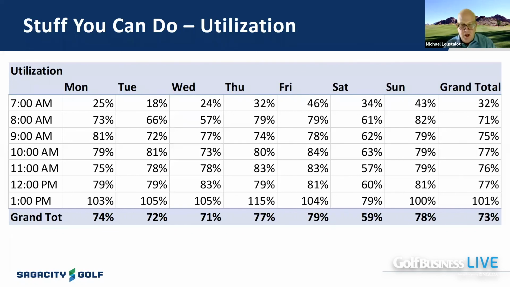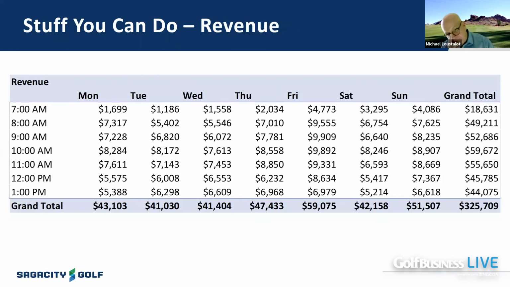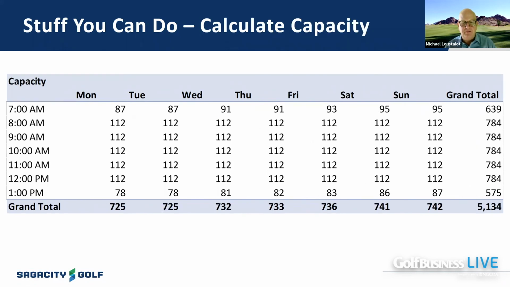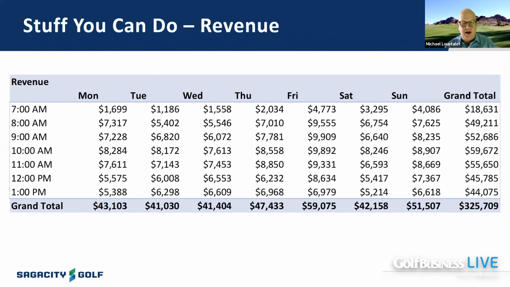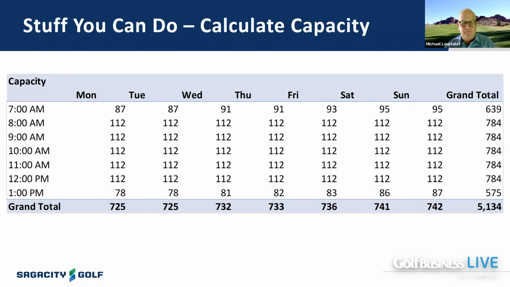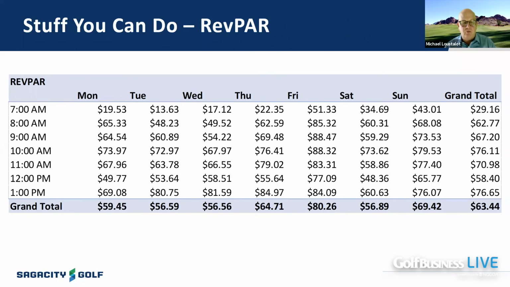And the next thing you start to look at, now that we look at the utilization by hour, let's look at the revenue by hour, right? And so this is what's interesting about revenue by hour. It really leads right into RevPAR, right? The idea, what is RevPAR? Well, RevPAR is revenue, okay, divided by capacity. Okay, so you take your revenue number, okay, and you divide it by your capacity number, and the result of that information is RevPAR, revenue per available round.